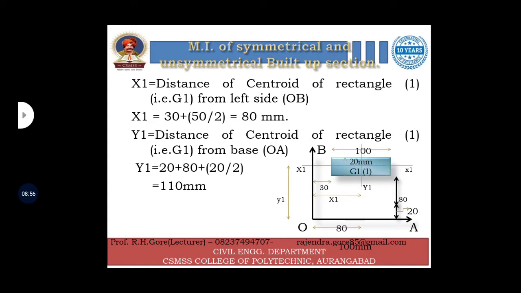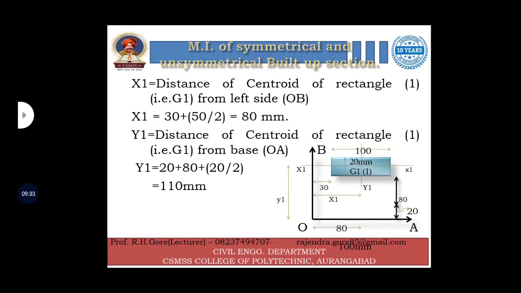So width of that rectangle 1 is 100 and depth is 20 mm, and distance from the OB to the surface of the rectangle 1 is 30. From the figure we can find this. So x1 is distance of the CG of rectangle 1 from OB axis. So this 30 plus total width of rectangle by 2. So 30 plus 100 by 2 is 80. Okay, so 30 plus 50 is 80.